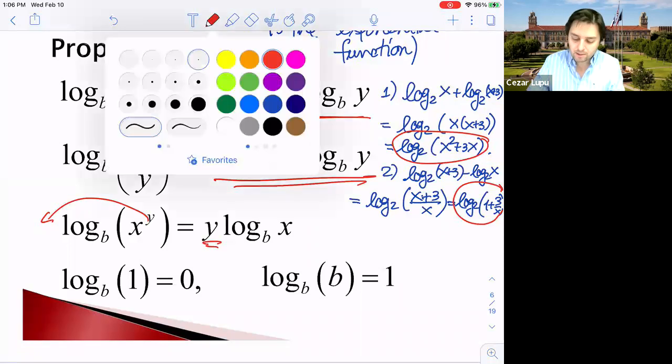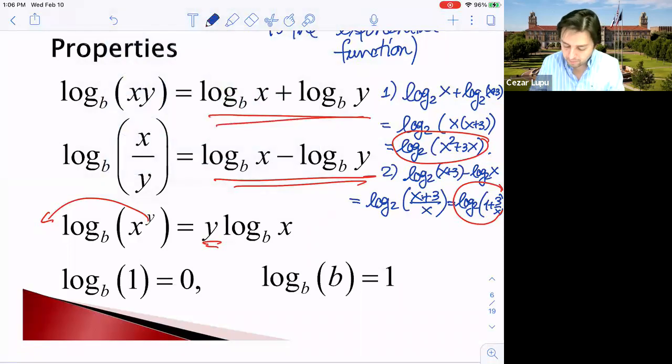And now let's see another example here. The third one is log in base 2 of 2 to the x, or maybe I should put 2 to the power x plus 3, so that I can make it look a bit fancy.